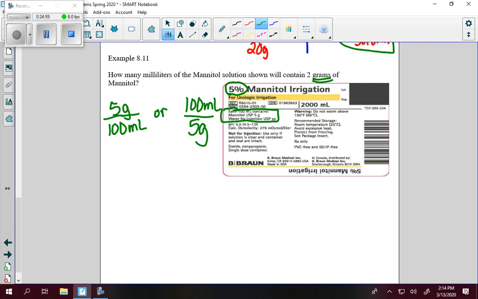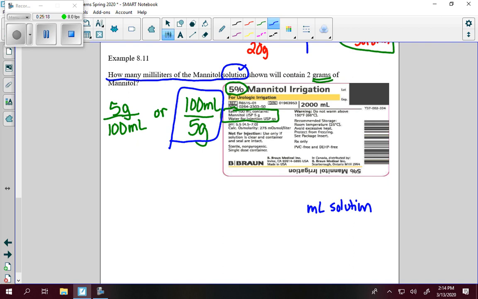And then the second part of this, the way to solve these is it says to underline the question being asked, how many milliliters of mannitol, and see if the word solution is after the name of the pure drug, and it is. So therefore, I'm looking for milliliter solution. So I'm going to start with milliliter solution on top. So I'm going to start with 100 milliliters of 5 grams and times it with grams on top with 1 on the bottom.